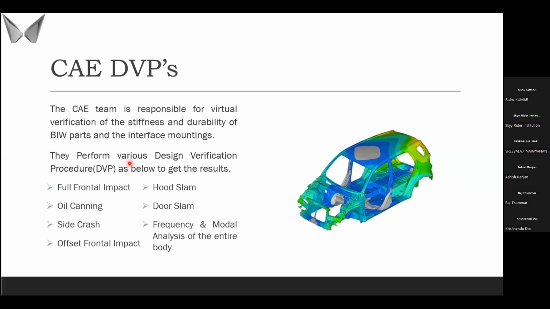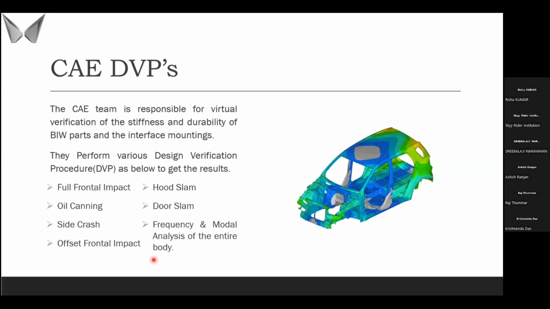Say for example, if it's the Indian market, we have all these DVPs like frontal crash, oil canning, side intrusion, offset impact, hood slam, door slam, and frequency and modal analysis. All these will have a different specification for a different market. Say if you go for frontal impact in India, we will be crashing the vehicle at a speed of 65 km/h. At the same time, when you go for the US, they will be crashing it at 60 km/h. And if you go for Europe, they will be crashing it at 70 km/h.